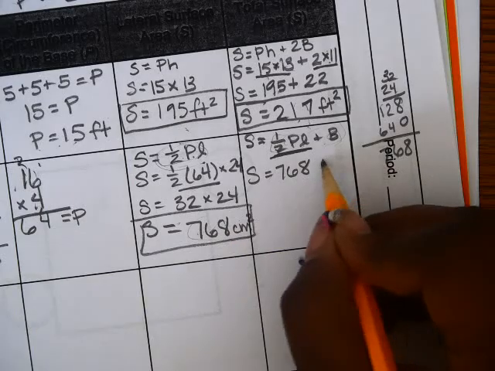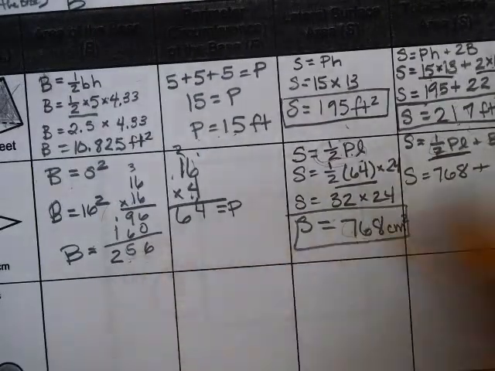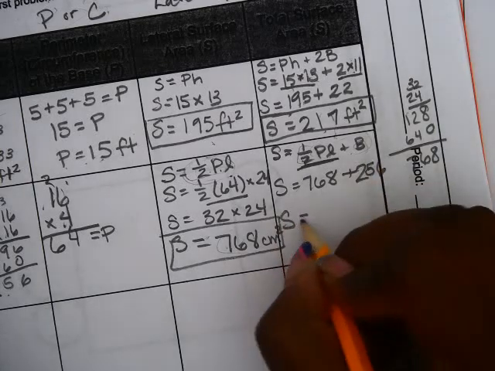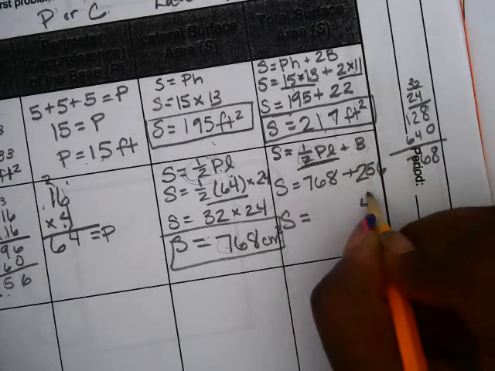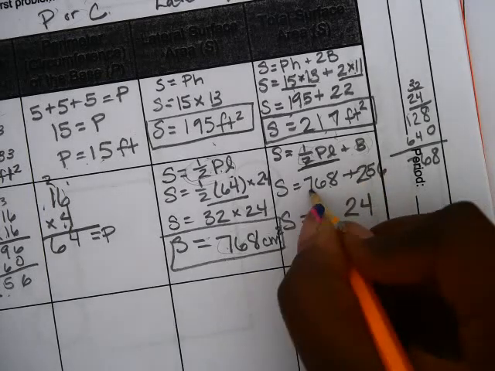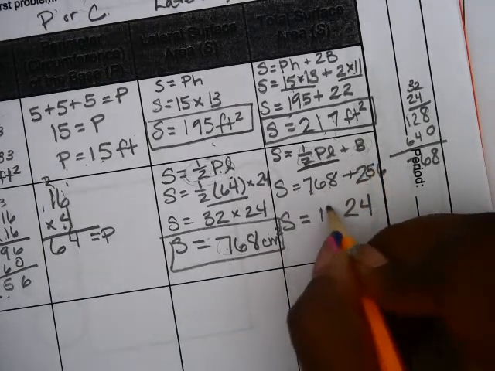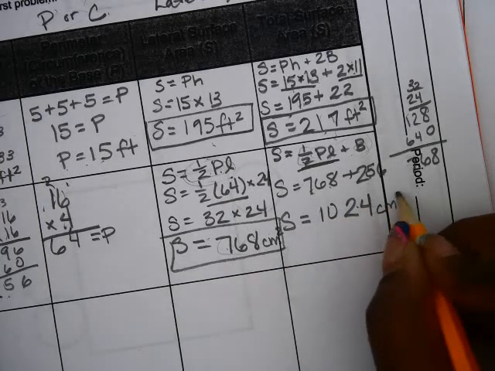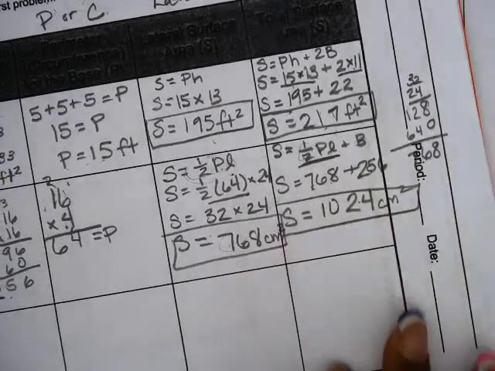So 768 plus 256. 8 and 6 is 14. 6 and 5 is 11. Plus 1 is 12. 2 and 7 is 9. Plus 1 is 10. So 1,024 centimeters squared is the total surface area.